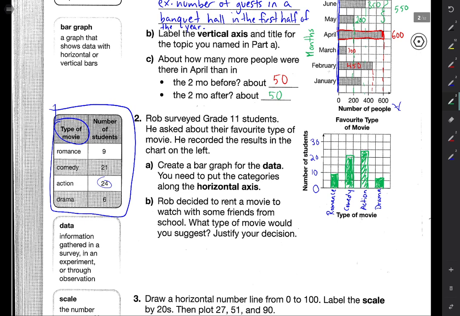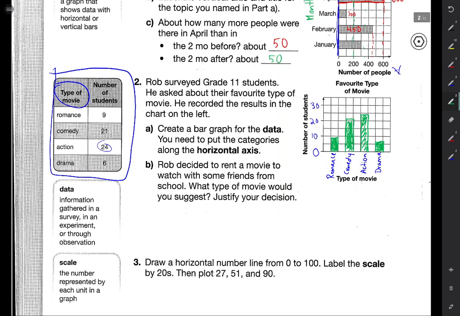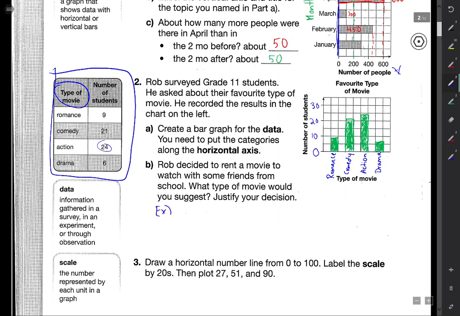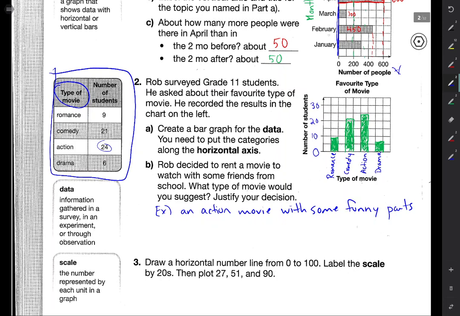Now in part B, Rob decided to rent a movie to watch with some friends from school. What type of movie would you suggest? Justify your decision. So looking at our chart here, we would probably suggest the most popular type of movie. So if we're looking, I would say action is the most popular type because it has the most people voting for it. But comedy also has a lot of votes as well. So, for example, you could say an action movie with some funny parts, because then it would fulfill both the action and the comedy and please a lot of people.